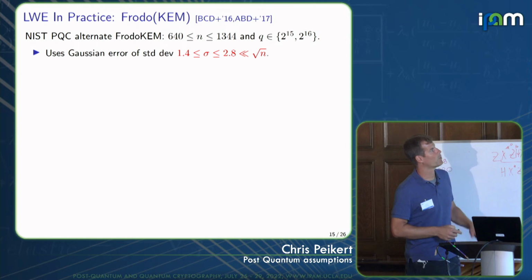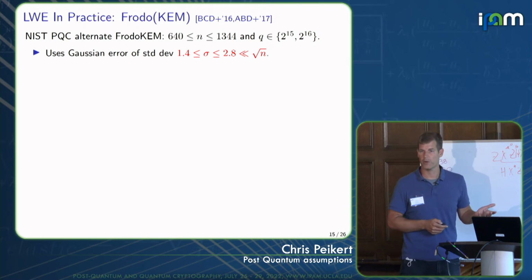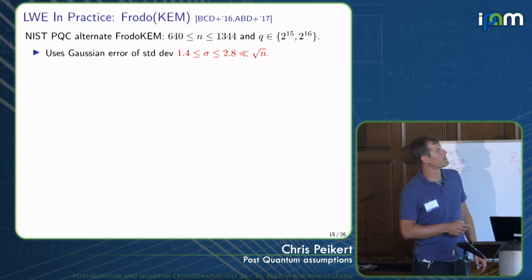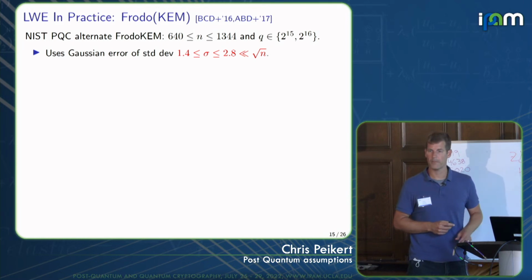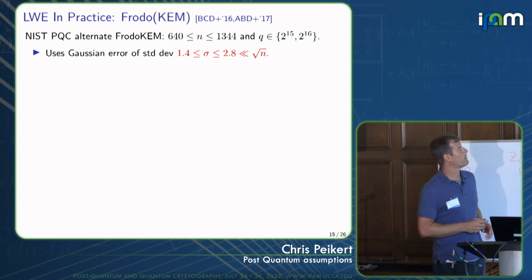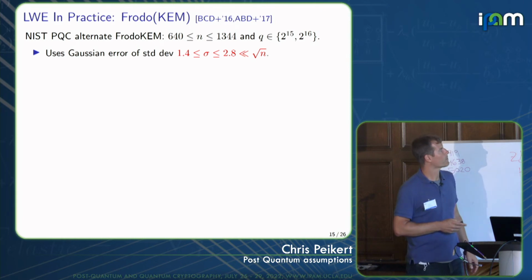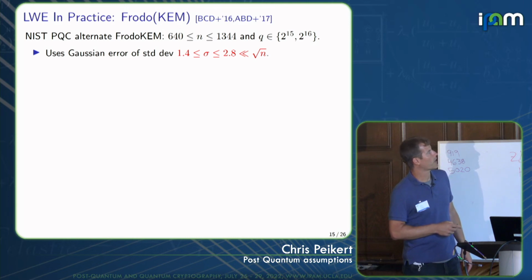And it's working with these kinds of concrete parameters. So we talked about q before. q is a 16-bit number here, or 15-bit even. And the number of dimensions is between 640 and 1300 and some. So those are an idea of how big these things are, or small in some cases. And it uses a Gaussian error. The standard deviation here is between 1.4 and 2.8.